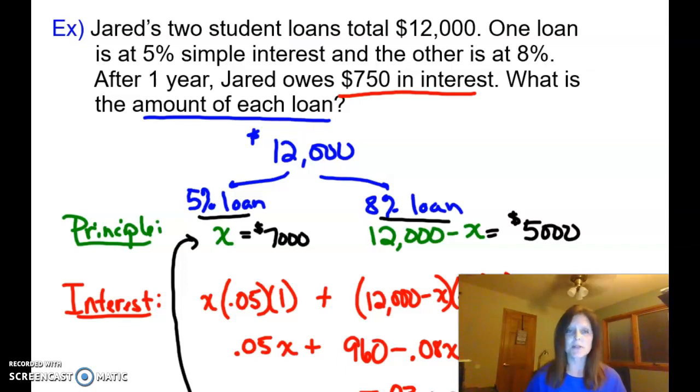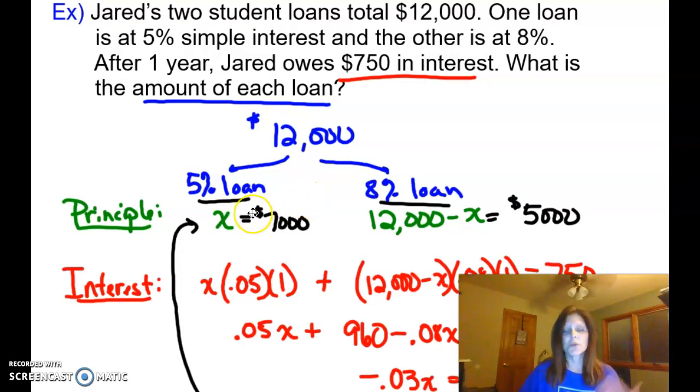He has $12,000 in loans. One of those loans is 5% simple interest while the other is 8%. So I've just kind of sketched that out. I know my amounts are going to two different places. I don't know the principal, how much I borrowed at each of these, or actually Jared borrowed at each of these. So for the 5%, I'm going to say that's X.